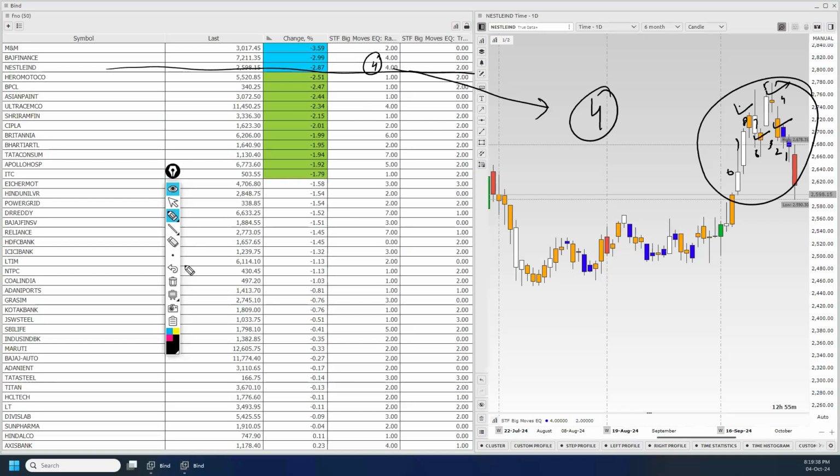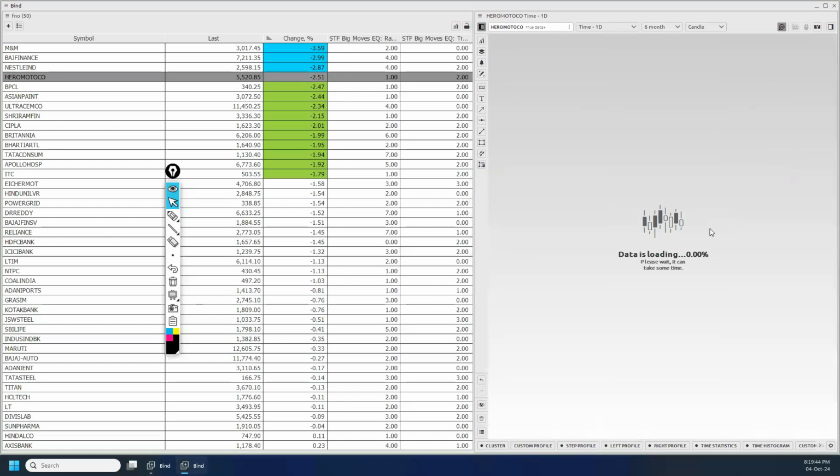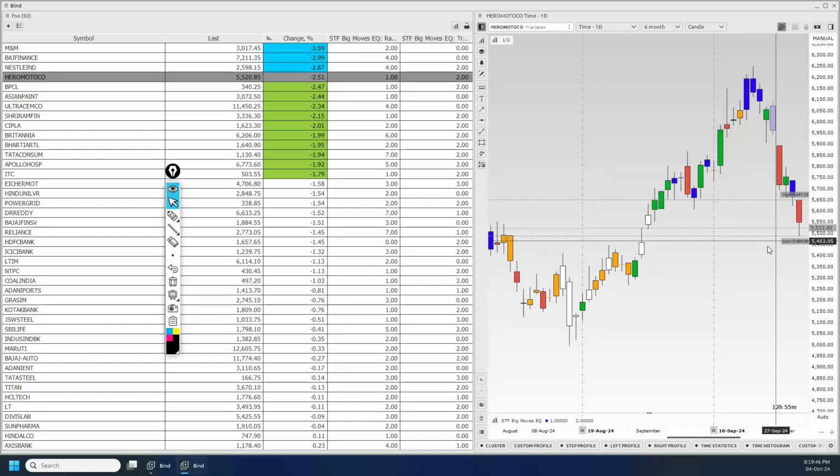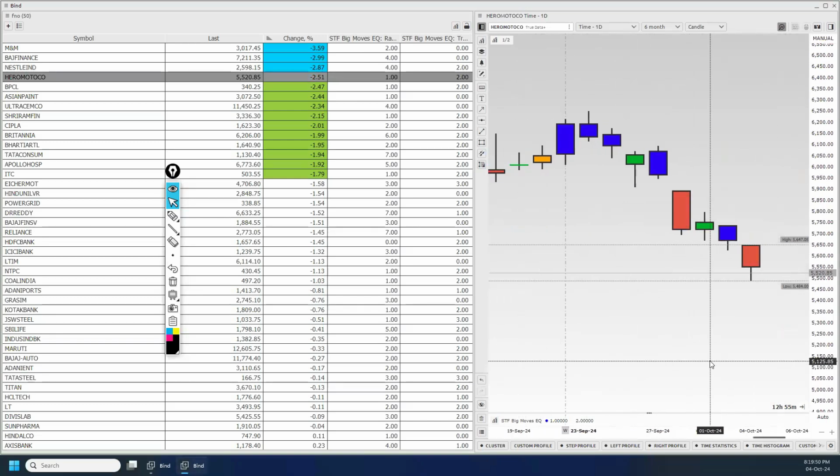Got it? Let me do it for a different scenario. Here is Hero MotoCorp, and you are getting only a rating of one. Let me expand it a bit more. If I count it here, don't count today's candle because the data is not there.